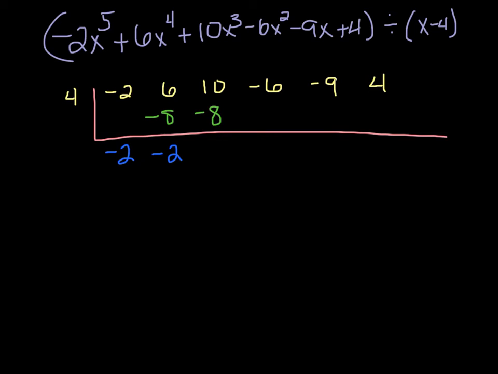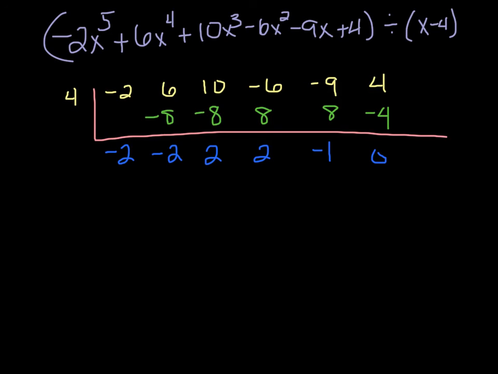10 plus negative 8 is 2. 4 times 2 is 8. Negative 6 plus 8 is 2. And 4 times 2 is 8. Negative 9 plus 8 is negative 1. 4 times negative 1 is negative 4. 4 plus negative 4 is 0, which is a remainder. So we have a remainder of 0.